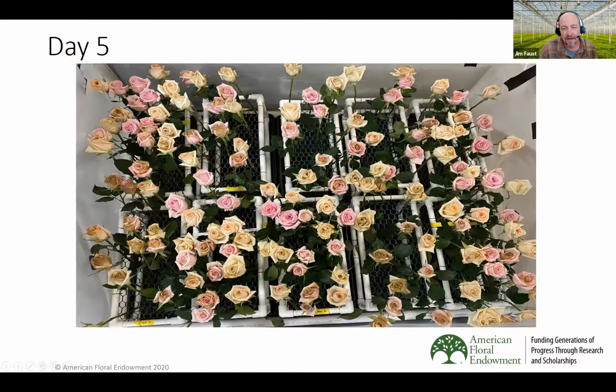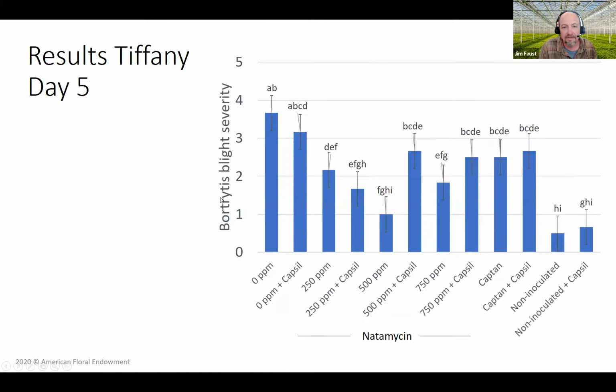This is day 5 after inoculation. And so you can see there's some really bad looking flowers in here and some nice clean flowers. Some of those are the controls, some of those are treated. And then these are our data for Tiffany after 5 days. Again, our natamycin treatments with and without capsule, control on the left, non-inoculated control on the right.